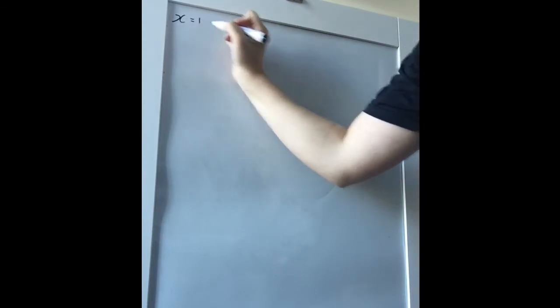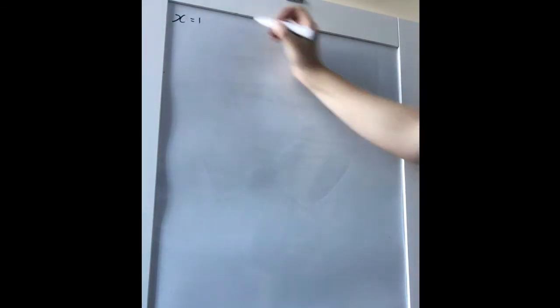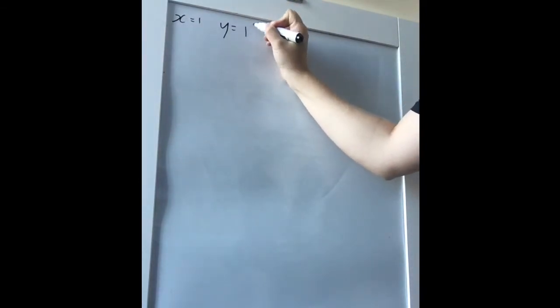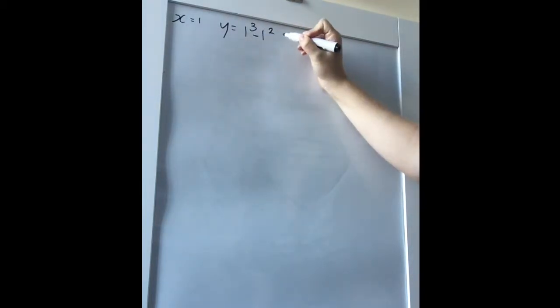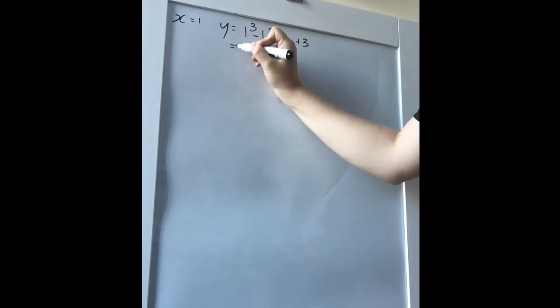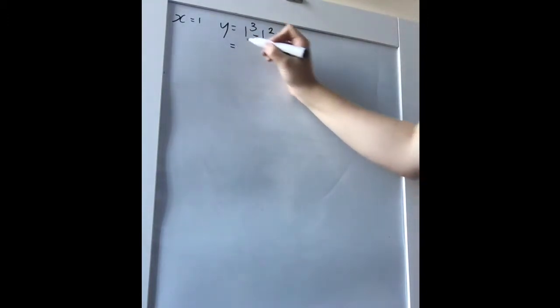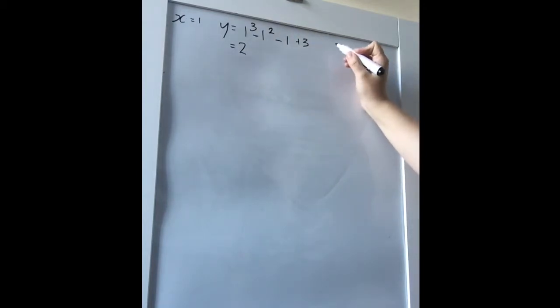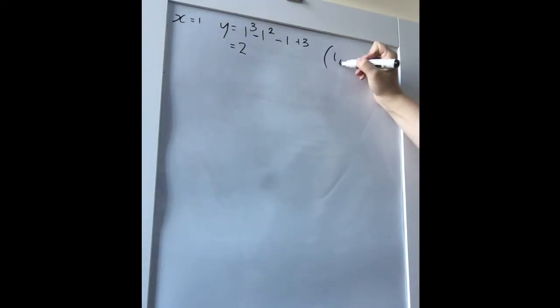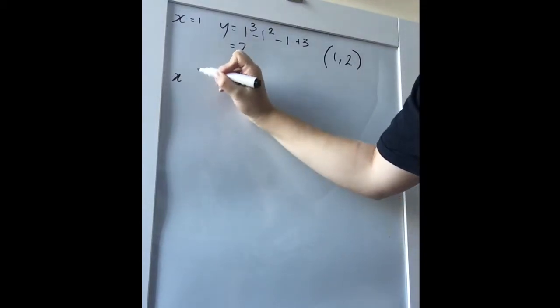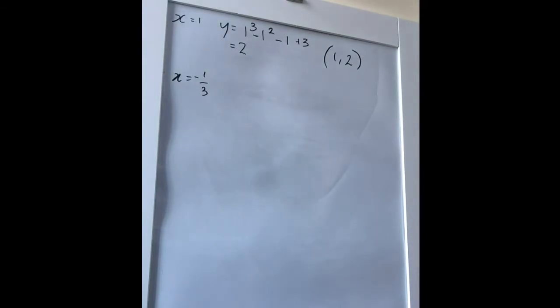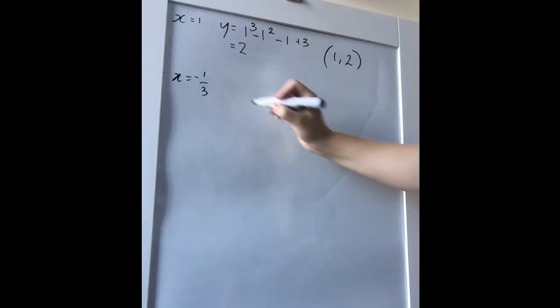So the next step is to find the y values of these stationary points. And to do this, we sub the x values into the original equation. And in this instance, x equals 1, so you put 1 where all of the x values were to find the y. So our first stationary point is 1, 2. And next you do it with your second stationary point.